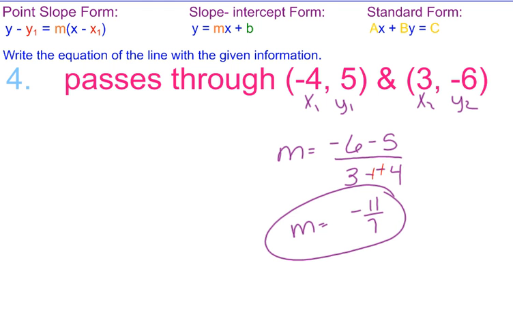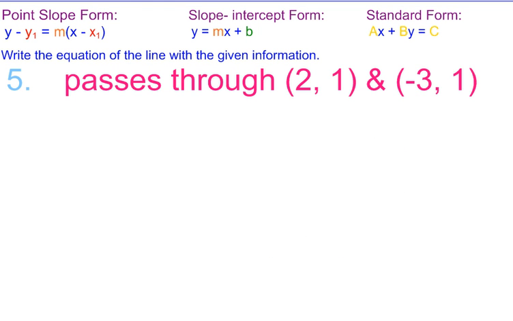The last type that we're going to do then is this one here. Passes through 2, 1 and negative 3, 1. This is one of our special problems, and you'll notice in a minute why that is, hopefully. But let's start and do the slope, just like we did every other problem. As I do the slope for this problem, oops, that should be a 2, sorry. I take y2 minus y1 over x2 minus x1.